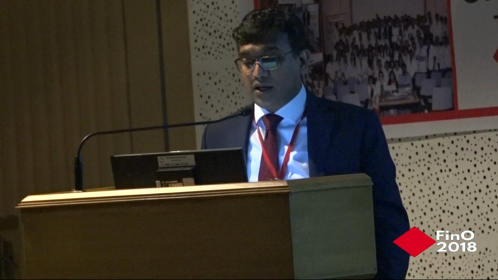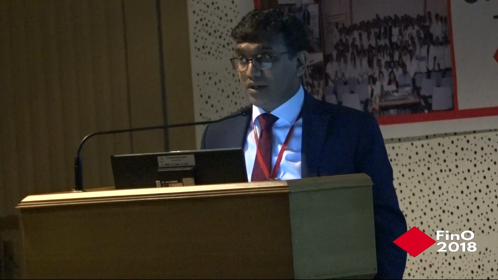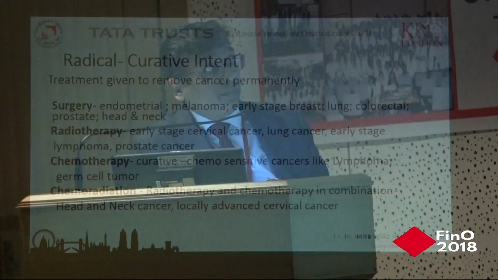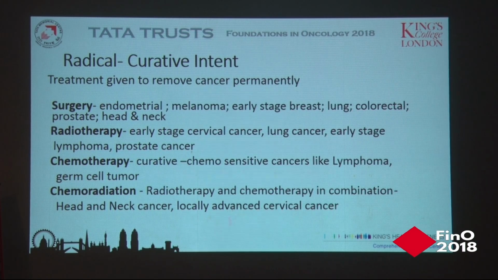So, radical or curative treatment. Treatment given to remove the cancer permanently. You can offer the patient surgery, radiotherapy, or chemoradiation, that is a combination of chemotherapy and radiotherapy together. Surgery can be given for patients with endometrial cancer, melanoma, early stage breast cancer. Again, the extent of surgery varies according to the stage of the disease and the type of tumor.